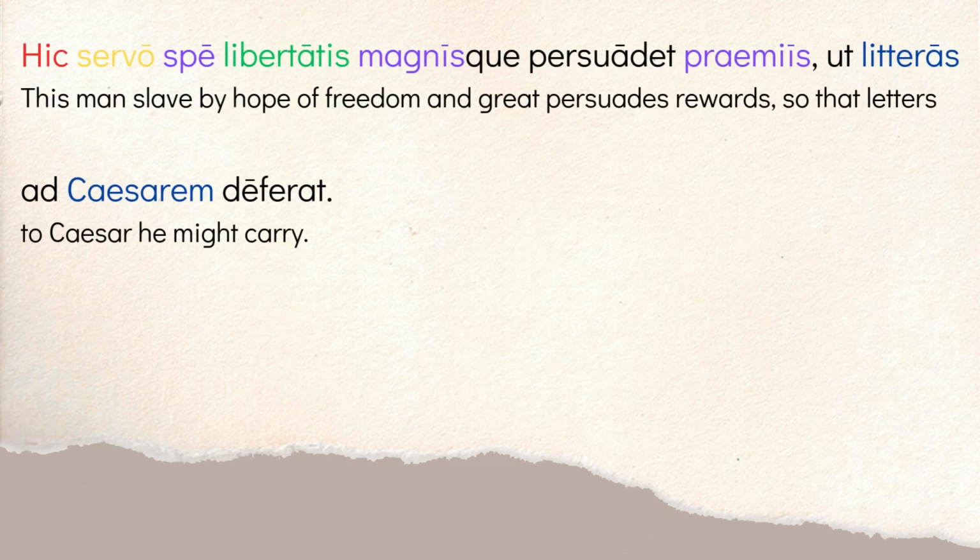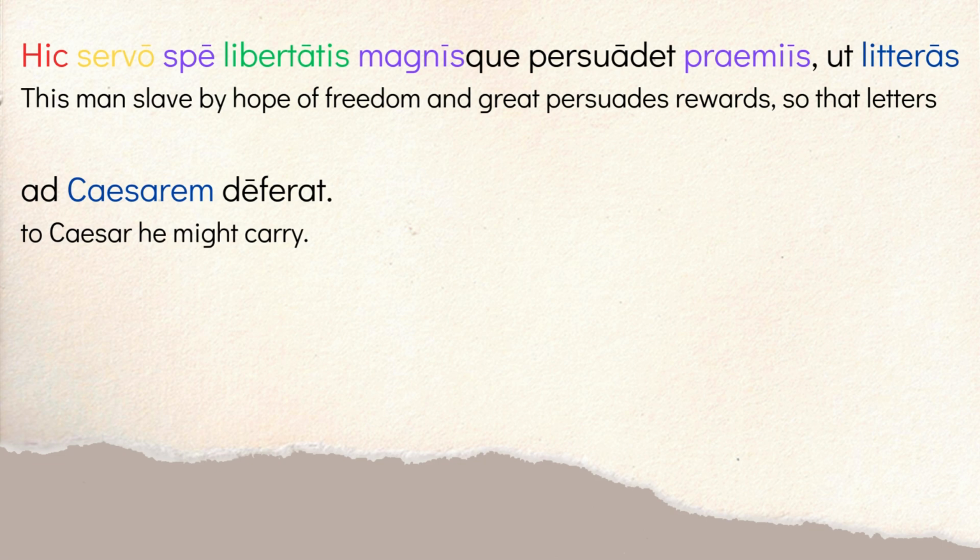So you have "hic servo spe libertatis magnisque persuadet primis, ut litteras ad Caesarem deferat." So this man, Vertigo, and it refers to the slave. He's going to do something to his slave, right? But this man persuaded. That's the verb you're looking for. So he persuades his slave, servo, with hope, spe. So spe libertatis, hope of freedom, and magnisque primis, and great rewards.